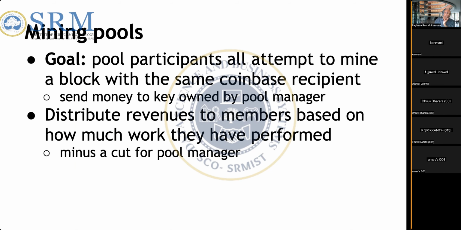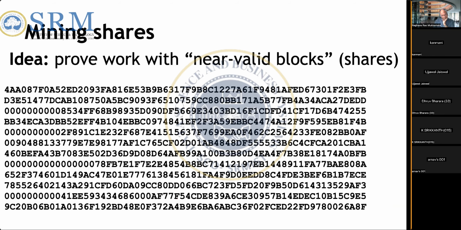So here is the idea. People can combine their computing powers and form a pool so that they can all work on the same block. And if they're able to make a block, then they can distribute the revenue of the block. So that is the main idea: distribute the revenues to the members based on how much work they have done. Then the pool manager will take a cut on it and things like that. So this idea works like this.